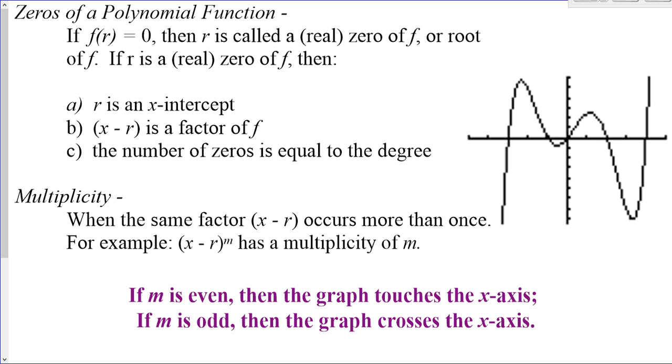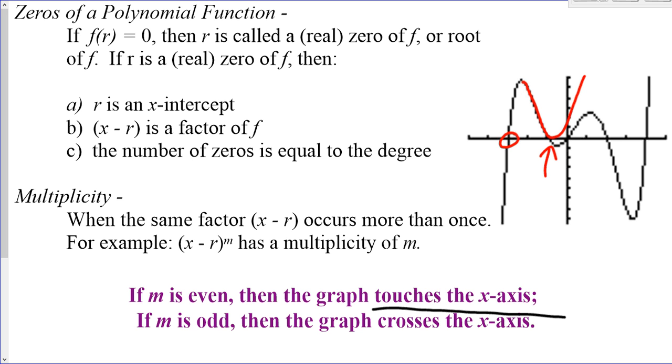Multiplicity. When the same factor x minus r occurs more than once, for example, x minus r to the m, it has a multiplicity of m. So if that multiplicity is even, then the graph touches the x-axis. So on some graph, if it's even, instead of going through your axis, you might have a graph that comes down, just touches it, and then comes back. This would be an even multiplicity.